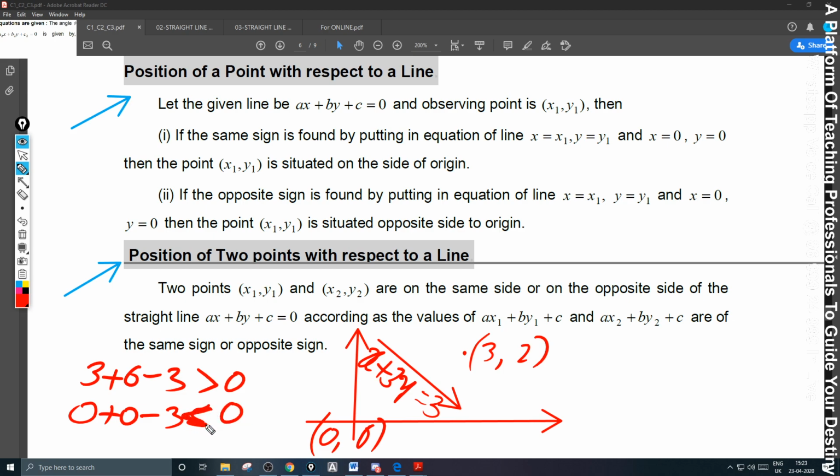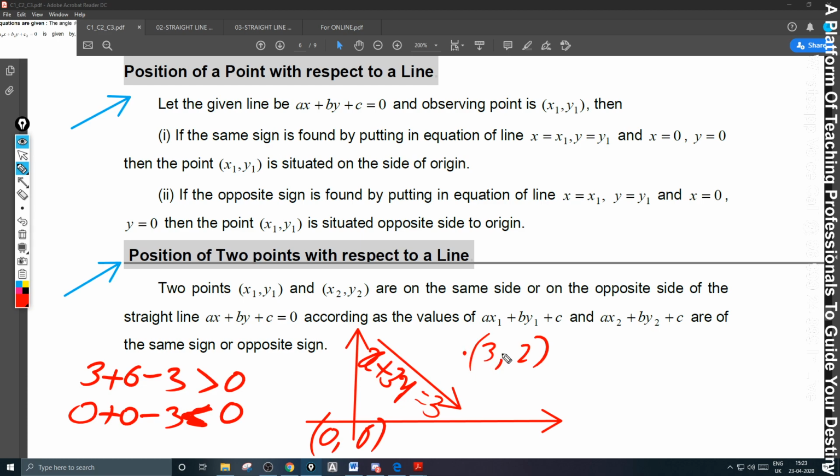Check it out, please. If both are of opposite sign, then as I have shown, the points are on opposite sides. (3, 2) is above the line, (0, 0) is below the line. It is possible only when they get opposite signs.